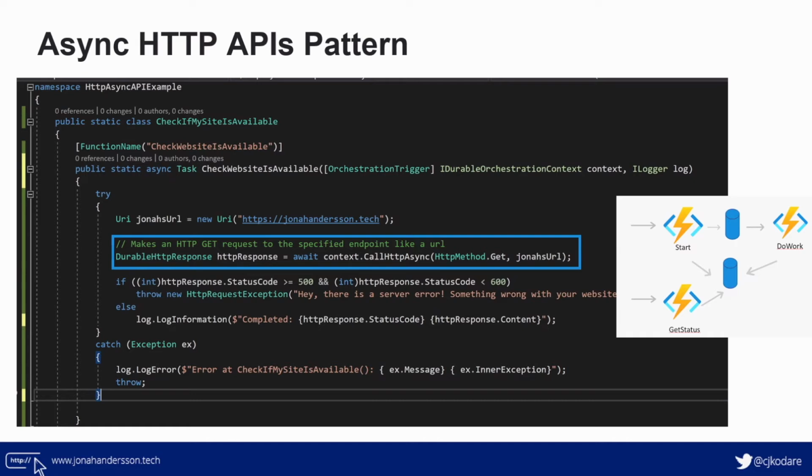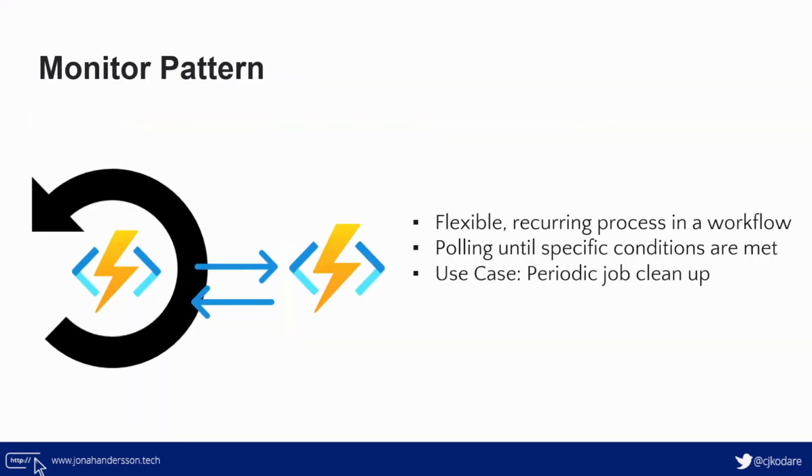In this code snippet marked in blue, you see that I used the durable HTTP request, where I passed in my URL, my website, and then used the GET method. And then I have a simple if-else condition to check the status of my website. Then I can further process that information or content from the response through the code.